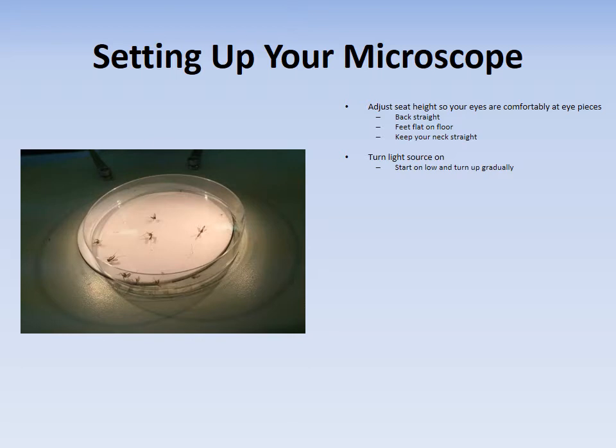Turn the light source on. When you do this, there is an on and off switch, but then there is also a dial that can go from low to high. When it's off, you always want it to be in the low setting. So when you turn it on, the light bulb is low, and then you dial it to higher. When you turn it off, you're going to dial it back to low before turning it off.